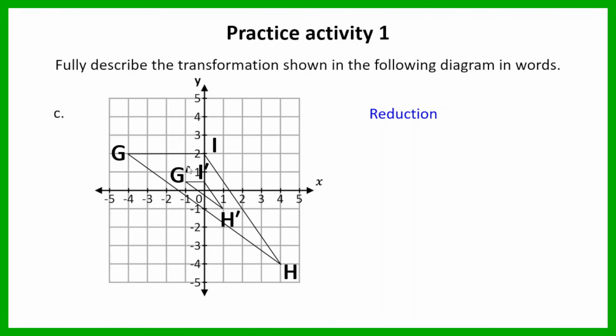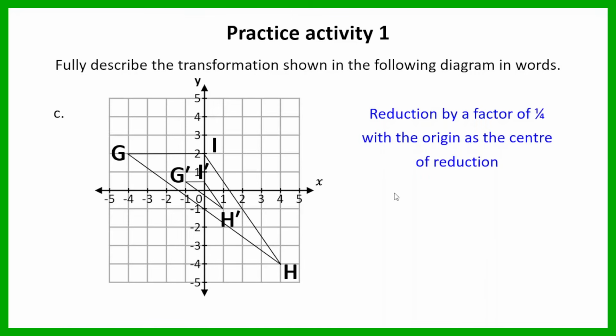So we take the reduced side divided by the original side. So it's 1 divided by 4, which is a quarter. So our reduction scale factor is a quarter. So it was reduced by a factor of a quarter, and the center of the reduction is the origin. Okay, so that is what you should have got for question C.